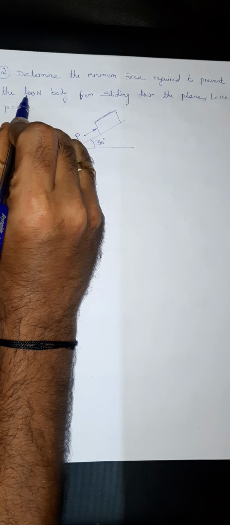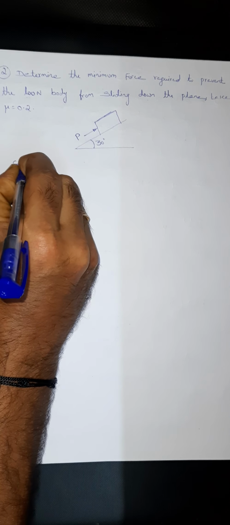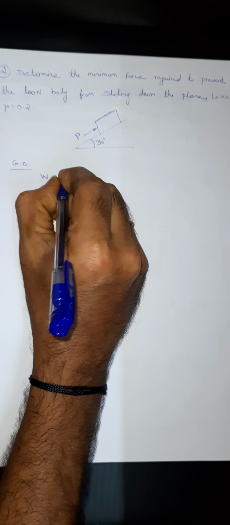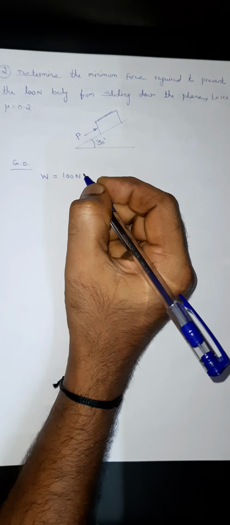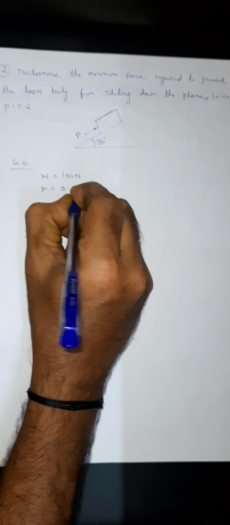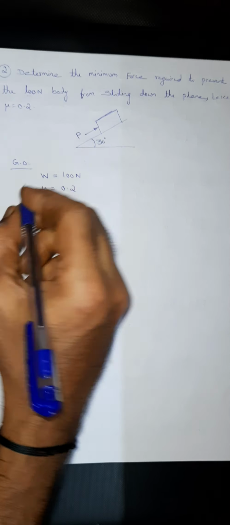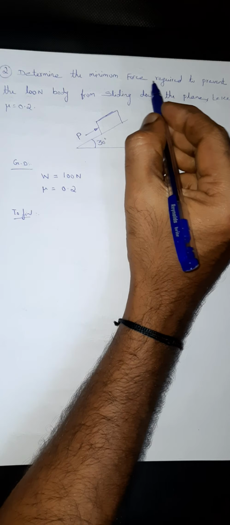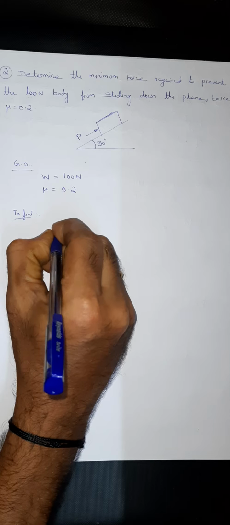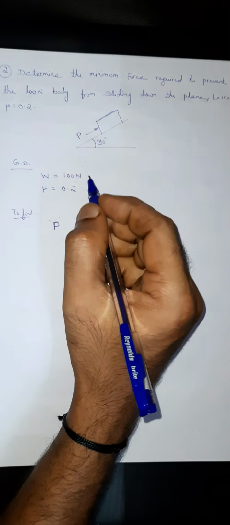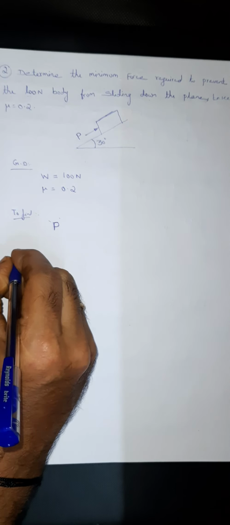Right. So the given data: the weight of the object has been given as 100 Newton, mu equal to 0.2. What to find? To find the force required to prevent the body, that is the force, which is nothing but P mentioned in the given drawing. Solution.